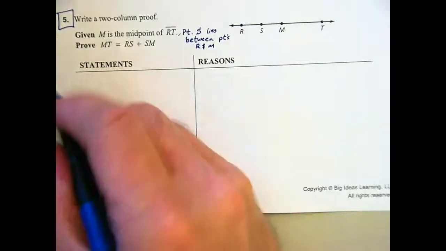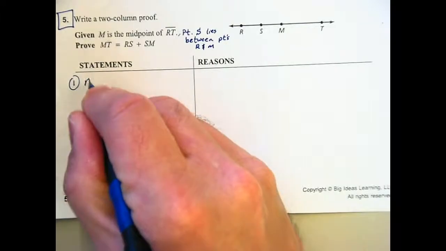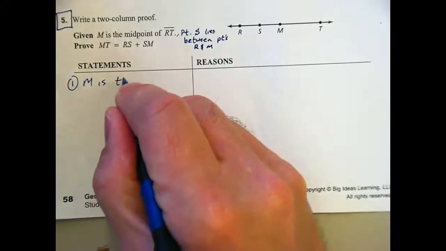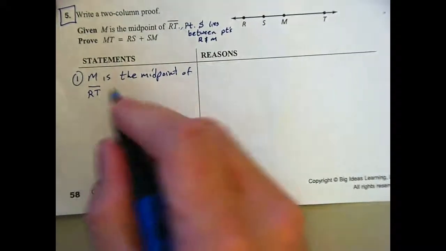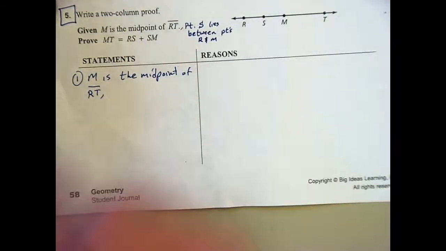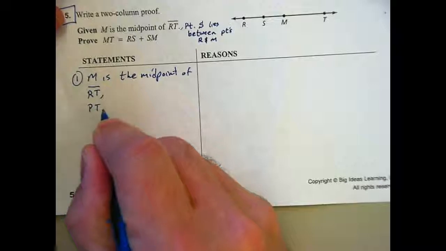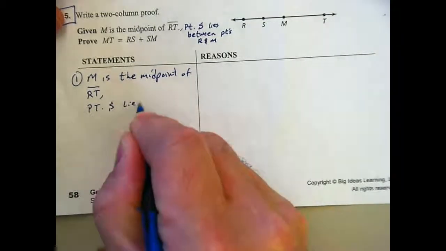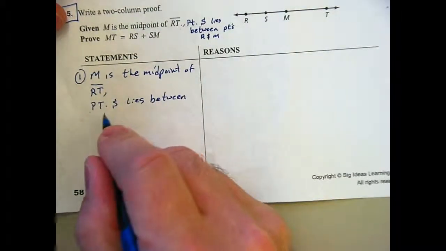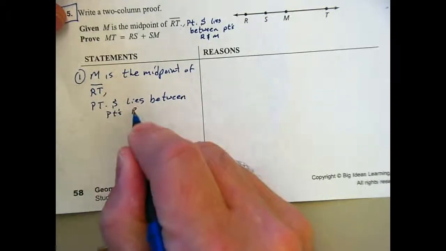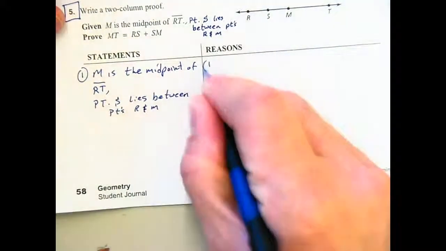Okay. So when you're doing your givens, M is the midpoint of RT. You don't have to do a whole other line for given. You could just comma and then say a point S lies between points R and M on line RT there. Okay? All of that is given.